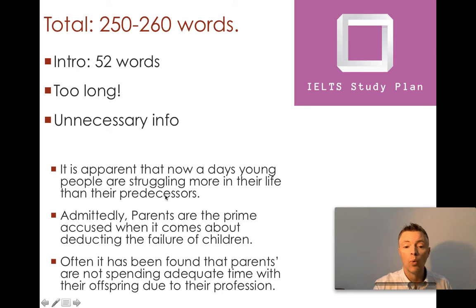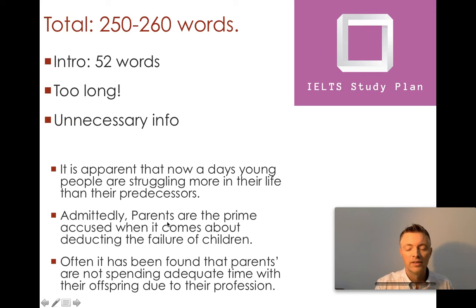teenagers are struggling more than their predecessors. Okay, fine. Admittedly, parents are prime accused. Well, what do you mean you're admitting that they're the prime accused? That's not the question. The question is for you to say what your point of view is and then explain why they may be guilty. So saying admittedly, it's completely wrong. It's a completely wrong use of the word.